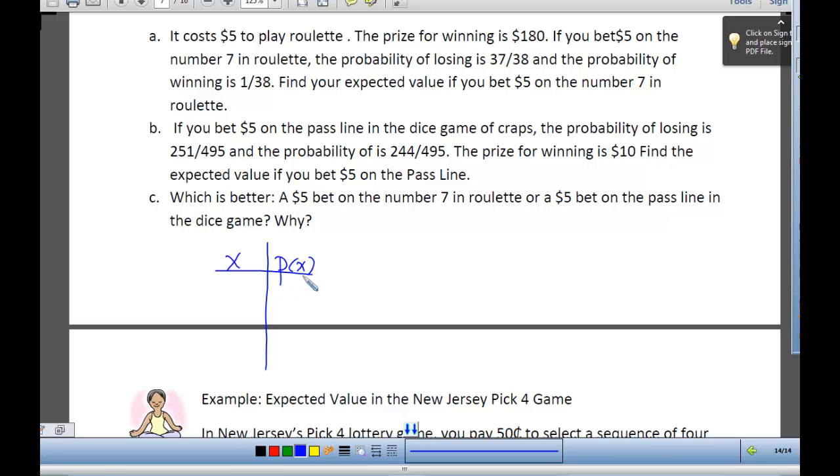This time our values will be what? You bet $5, so you can get -5. And then the prize for winning is $10, but you paid $5 to play, so it's +5. Probability of losing 251 over 495.